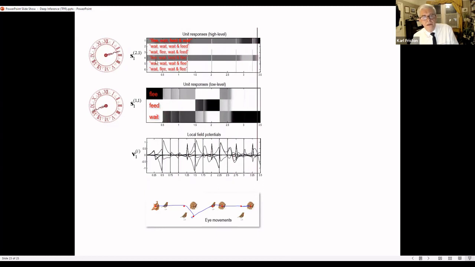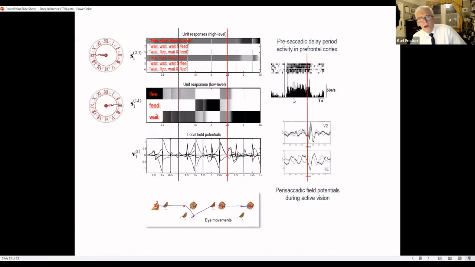And if I interpret these representations as neuronal firing, they look very similar to raster plots of animals involved in pre-saccadic delay period activity in the prefrontal cortex. And if I simply filter these data in frequencies that are typically applied in EEG research, then they look remarkably similar to evoked potentials that show characteristic separation in terms of faster responses at lower levels of, say, in this instance, the visual hierarchy, and slower responses at higher levels, in this instance, empirically, from monkey V2 and area TE.